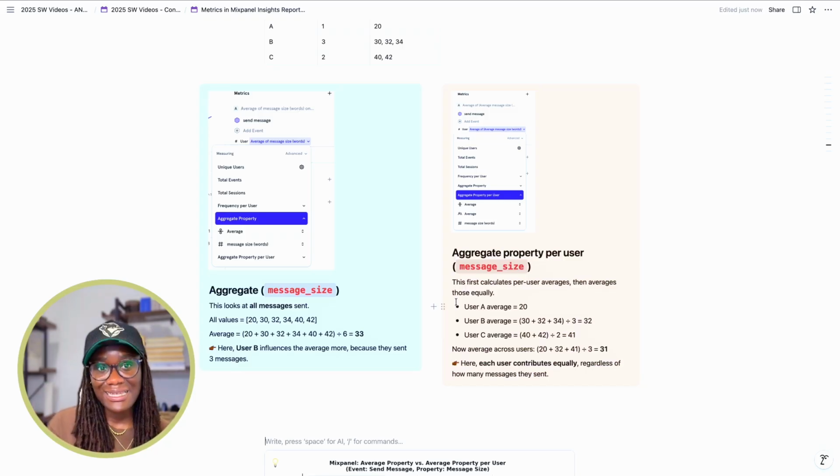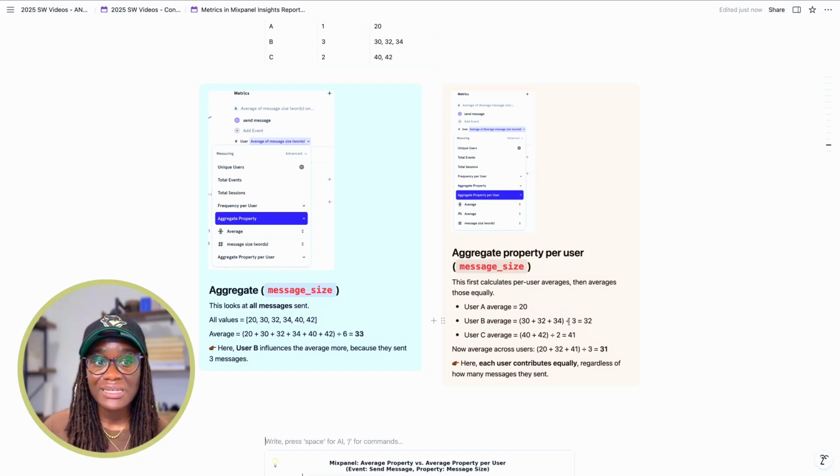But in the example where we're looking at the aggregate property per user, using this same example, Mixpanel first calculates the per user averages, which is the first criteria that you select, and then averages all of those equally. So with the property per user, you have to select 2 ways by which you want to aggregate. The first way, how to aggregate on the user level, and the second way, how to aggregate across all the users. And so in this example, we do an aggregate, which is the average for user A, 20, because they only sent a message with 20 words.